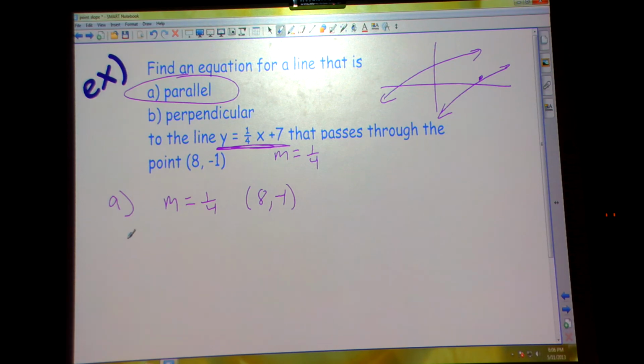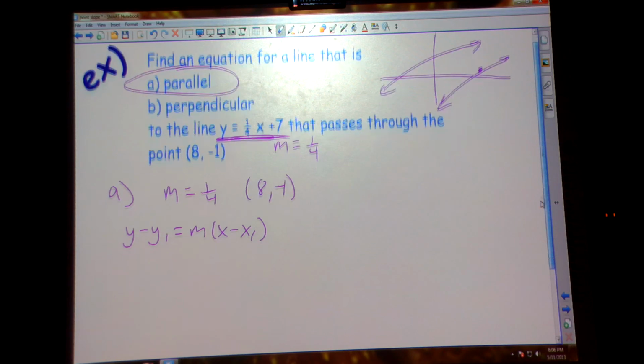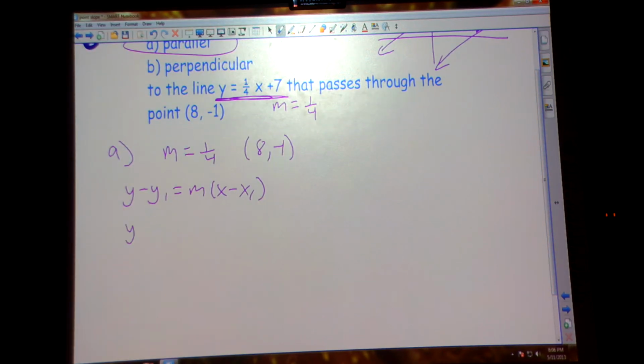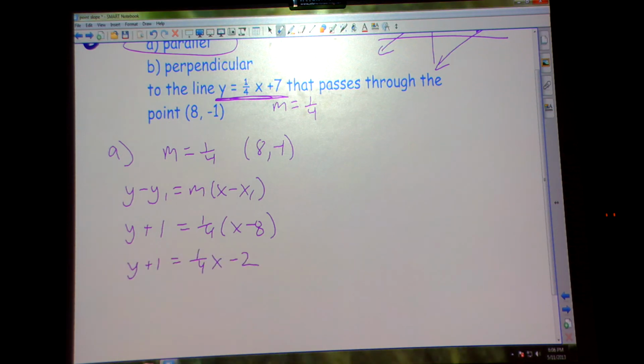So let's go ahead and use our point slope form. And let's go ahead and put it in standard form. I don't think those are in the notes. I want to make sure you remember standard form. y minus negative 1 equals 1/4 times x minus 8. Distribute. 1/4 x minus 2. Now, I'm going to go ahead and work on putting it in standard form. I can add up, or I can do it later. We can do it now because it's no problem. Minus 1. So y equals 1/4 x minus 3.